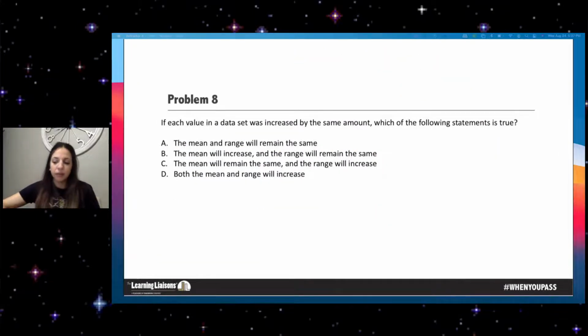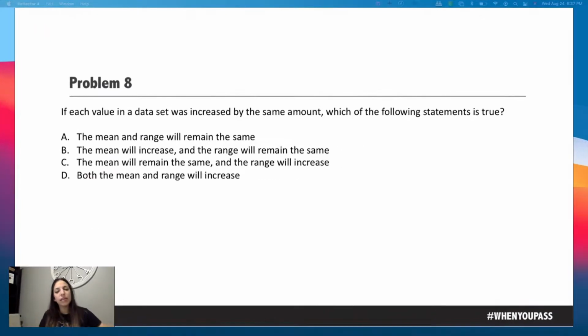All right. This is an interesting one. This is one of those problems that people often shy away from, or they back away from it because it's an interpretation question. It often doesn't make sense in our brain. If each value in a data set was increased by the same amount, which of the following statements is true? The mean and the range will remain the same. The mean will increase and the range will remain the same. The mean will remain the same and the range will increase. Both the mean and range will increase.